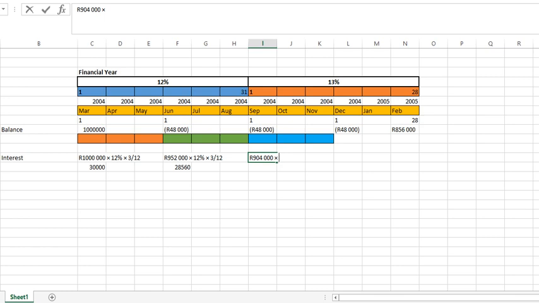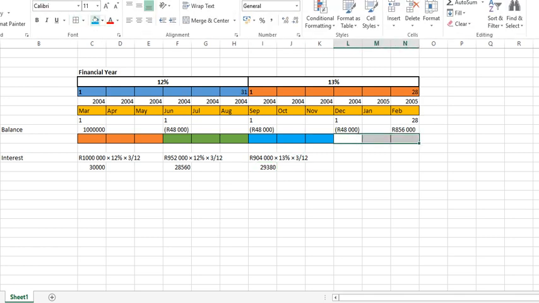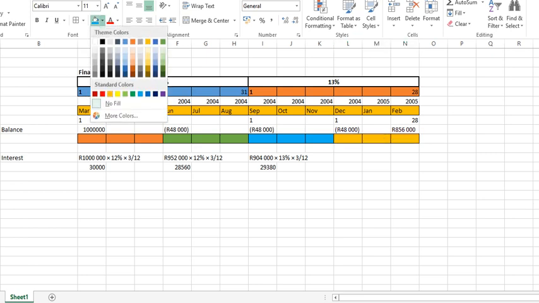If we look at this 904,000 Rand, we're going to calculate interest, but now our interest rate also increased from 12% to 13%. So multiply by 13%, multiply that then by 3 out of 12 months, being the 1st of September up until the 30th of November. Okay, and if you do this calculation, we get an interest for this period of 29,380.